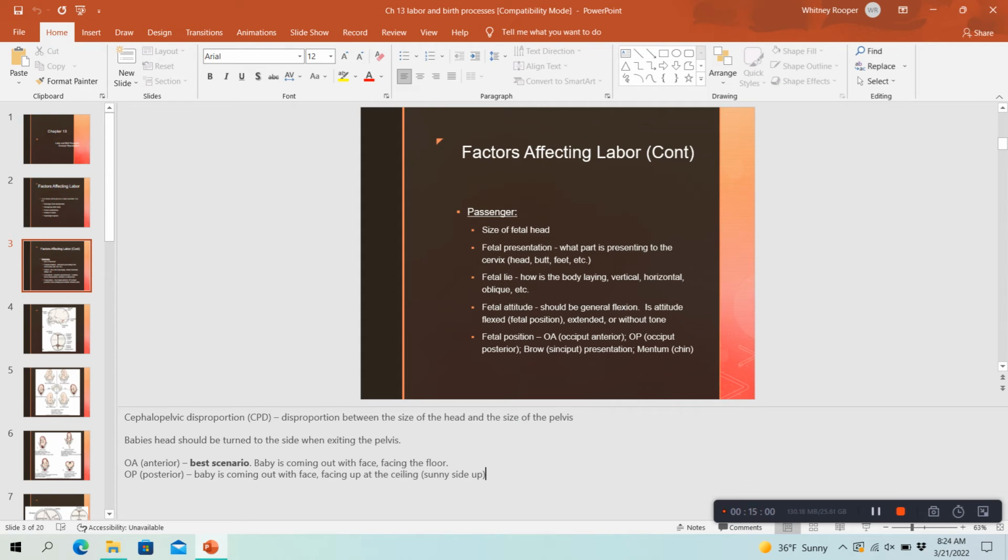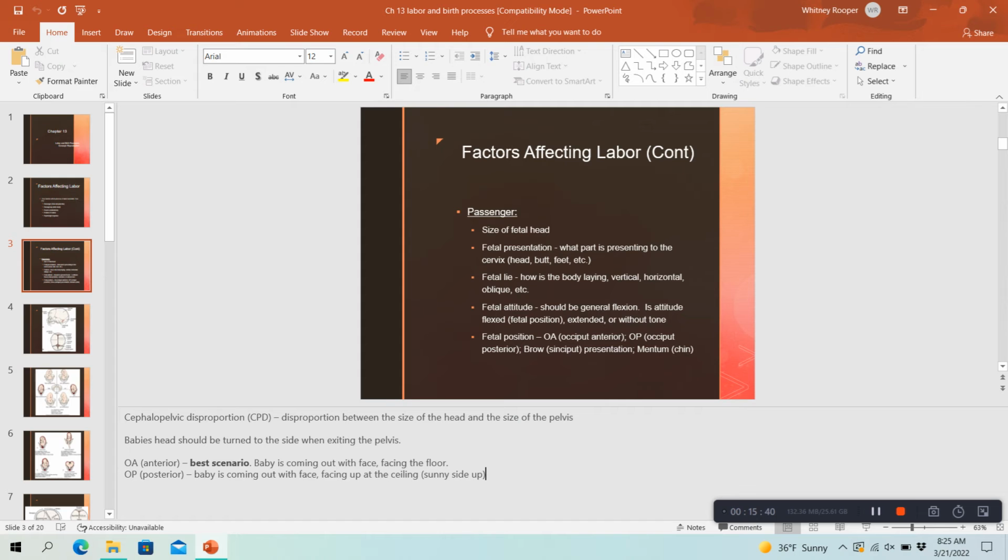So if I asked you a straight up test question, the most desired position for the fetus for birth would be occiput anterior. Occiput posterior means the occiput facing the mom's posterior, and the baby's going to be looking face up. That's the less desirable way for a baby to be born in terms of the proportion comparing the head to the pelvis. Everybody with me? Questions about that?